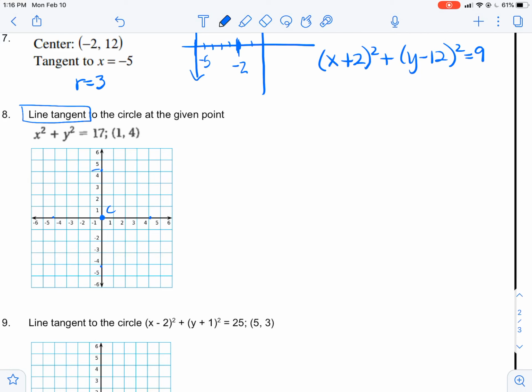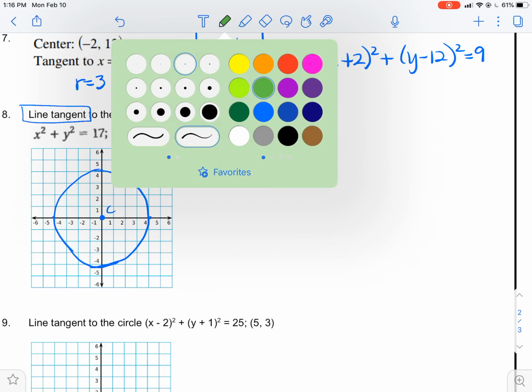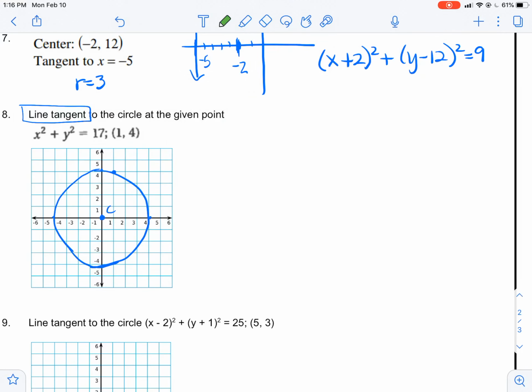Okay, so kind of sketch in. Okay, not perfect. But then it says that it hits at (1, 4). Okay, which should kind of make sense because this was a little over 4, that hits at (1, 4). So let me draw my line in.